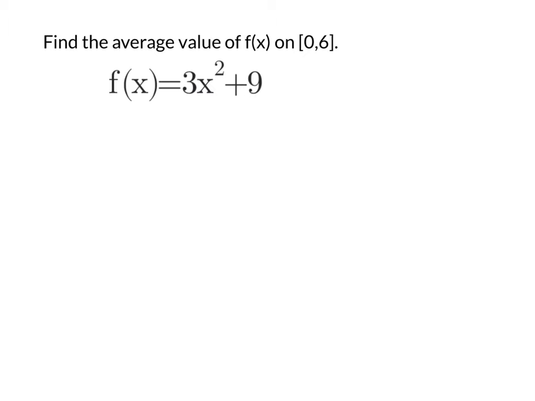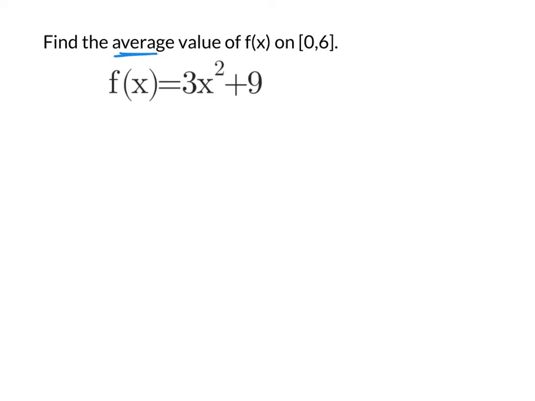Here we want to find the average value of f of x on the interval from 0 to 6 when f of x is 3x squared plus 9. Now, you're probably going to get hung up on this word average that's in the middle of the directions, which is just fine if you think of it in a calculus sort of way.